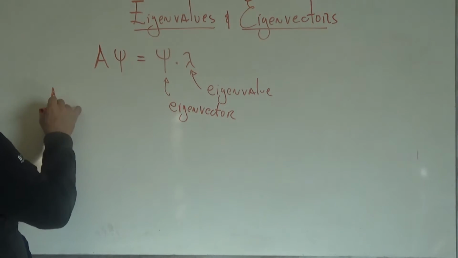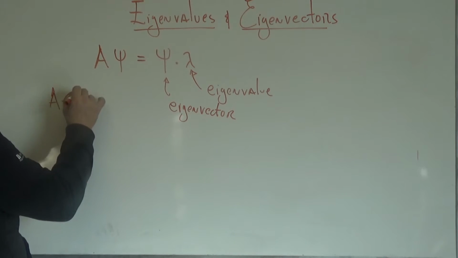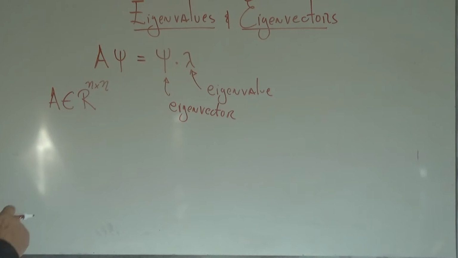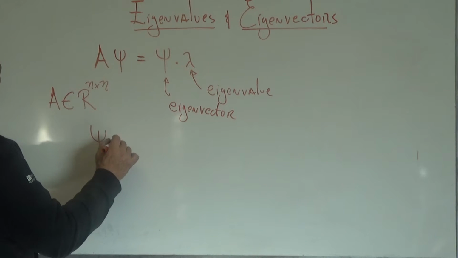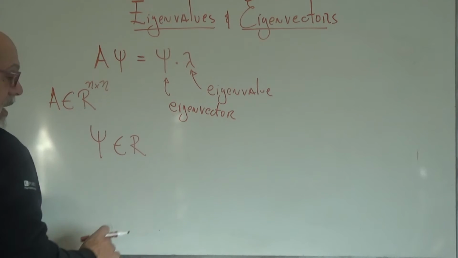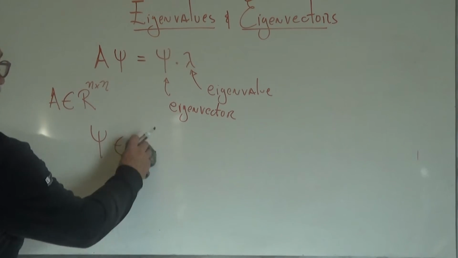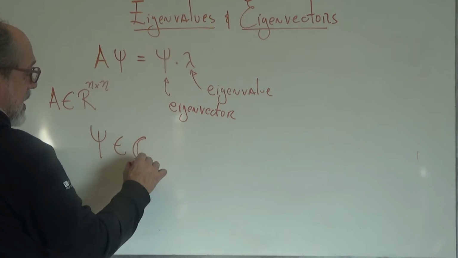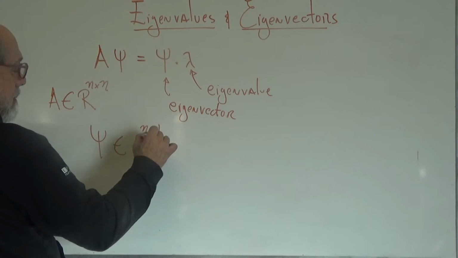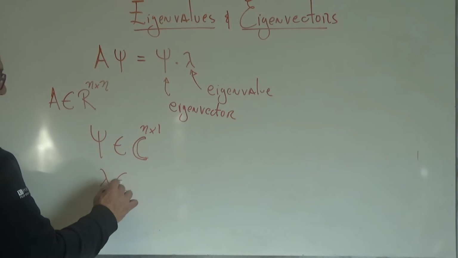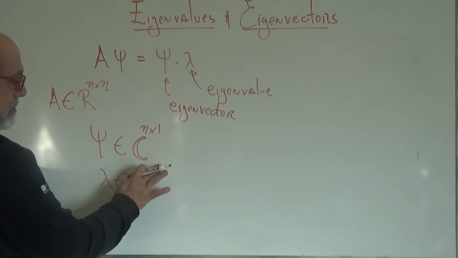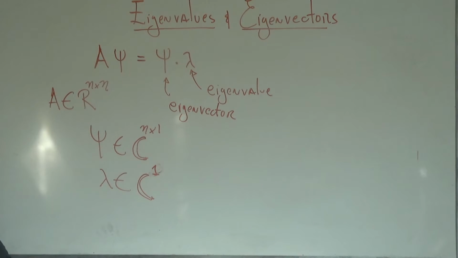Now, let's say that I discussed here the case where A is an n by n matrix. Okay, so if A is an n by n matrix, then phi is n by 1. A could be real, but phi doesn't need to be real, it could be complex, and lambda is complex, 1 by 1. One entry, so it's a scalar.